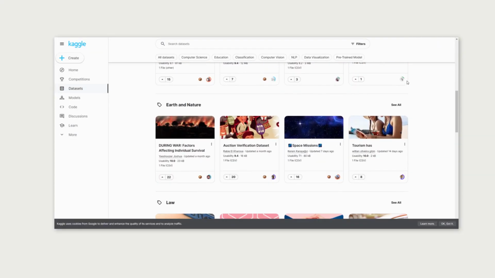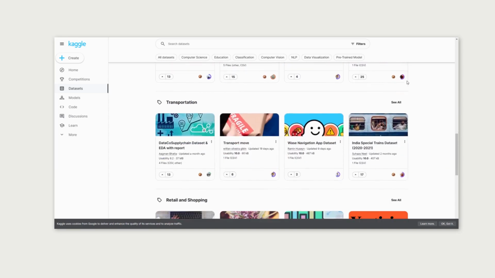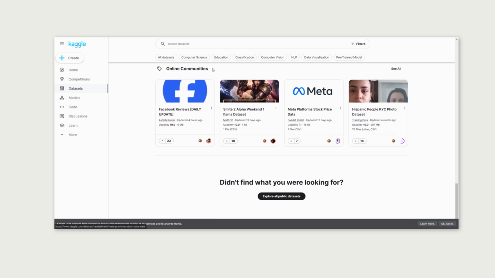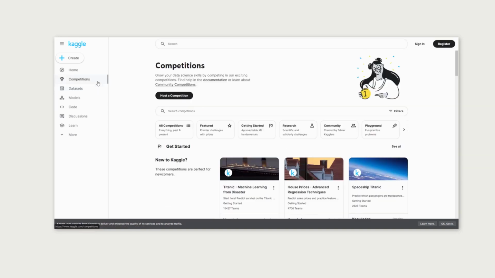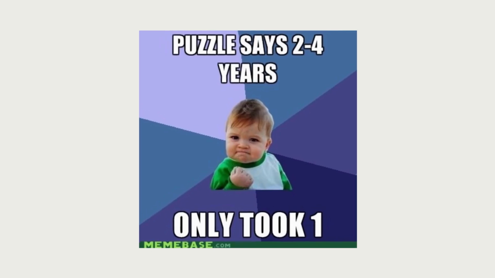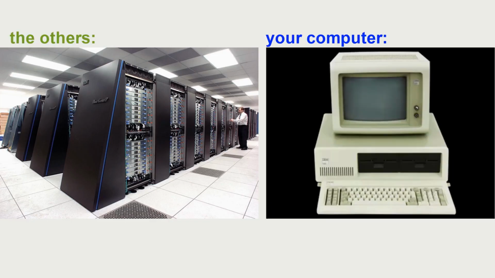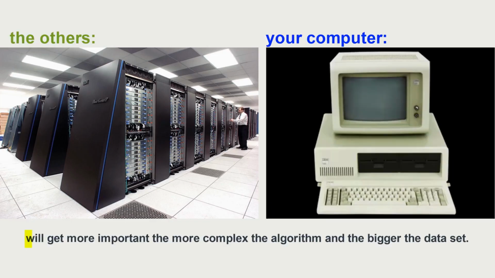A good resource is Kaggle, which is a data science competition platform and online community. Kaggle allows you to publish or find datasets to work on, and there are even competitions, many of them with real prize money. Make sure you start with easy projects though, and don't expect to win any money, especially early on, so you don't get demotivated. Many of the participants are professional data scientists with many years of experience. Plus, they probably have better computers than you do, which will get more important the more complex the algorithm and the bigger the data set.